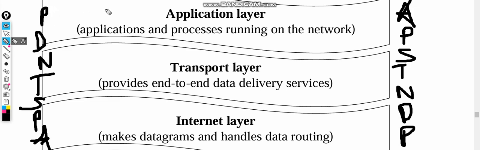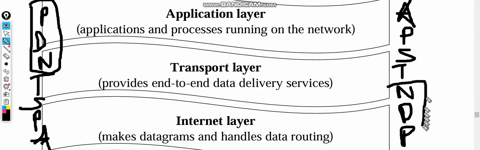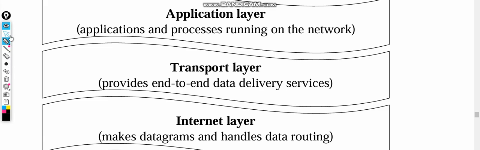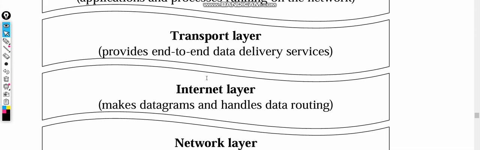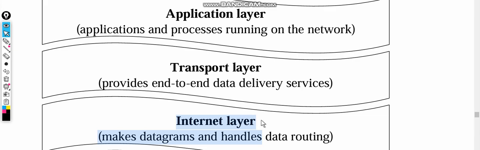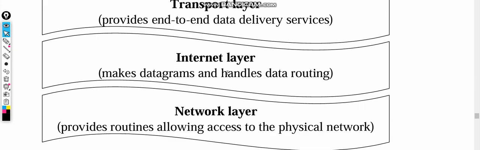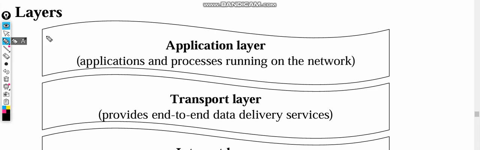So this TCP/IP model doesn't have 3 layers in it, like physical, data link and network. It has only the other 4: application, transport, internet layer and network layer. Here there is a different name for it. The OSI model has 7 layers, but this has only 4 layers.